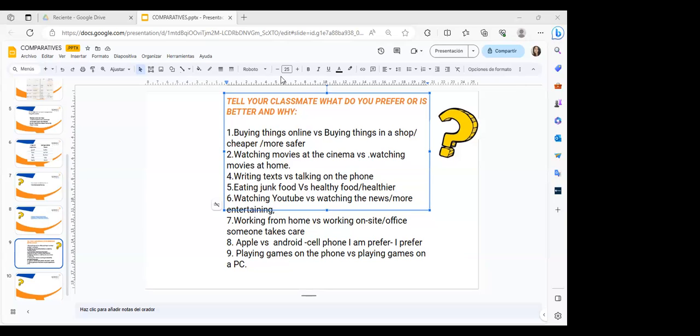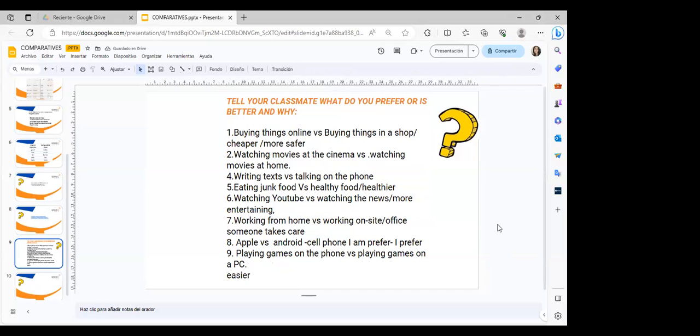Okay, let's continue with Fatima. Okay, Fatima, what about you? What do you prefer, Apple or Android? Or which one is better? Let's see, Fatima, and tell us why. I prefer Android because Apple is more complicated and the system of Android is more easier. Exactly, only easier. More easier? No. Okay, that's perfect.